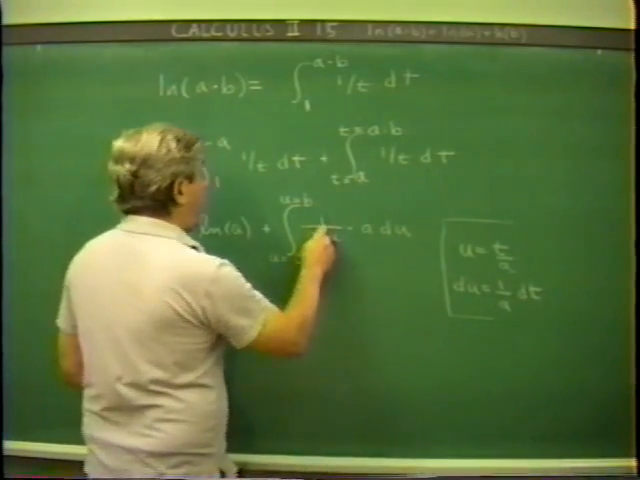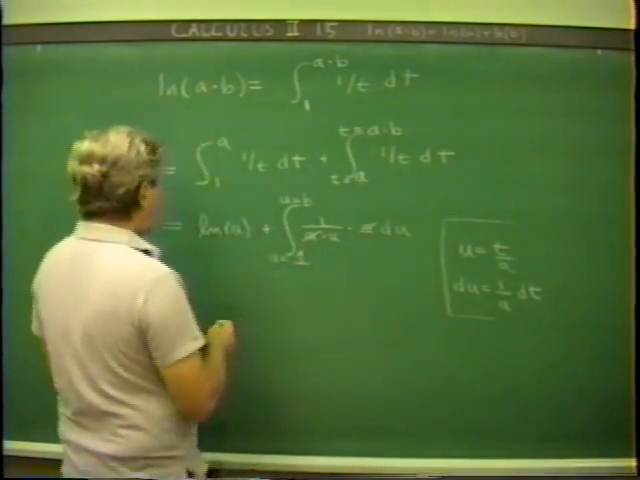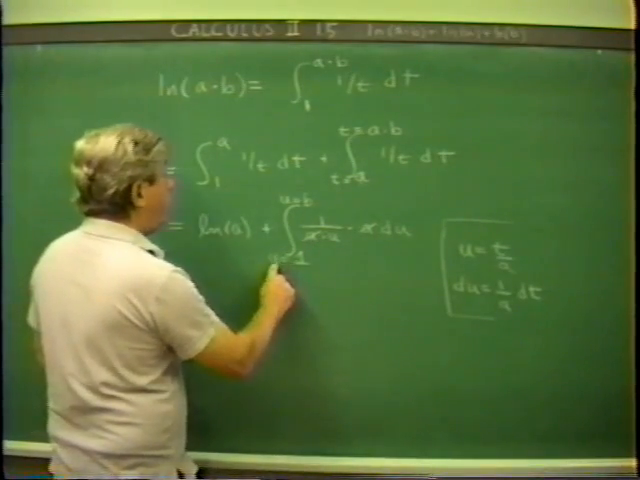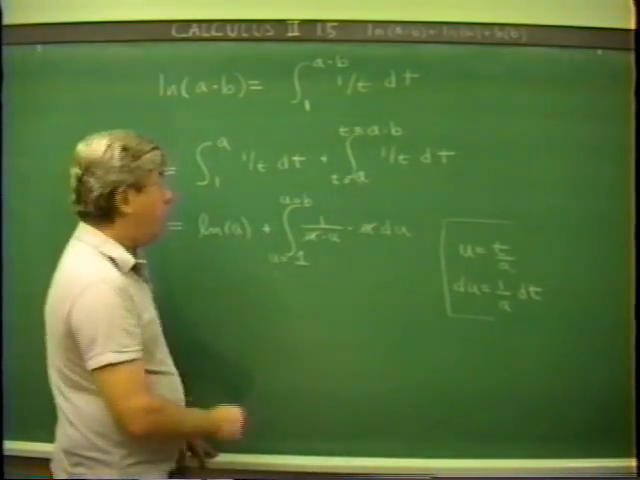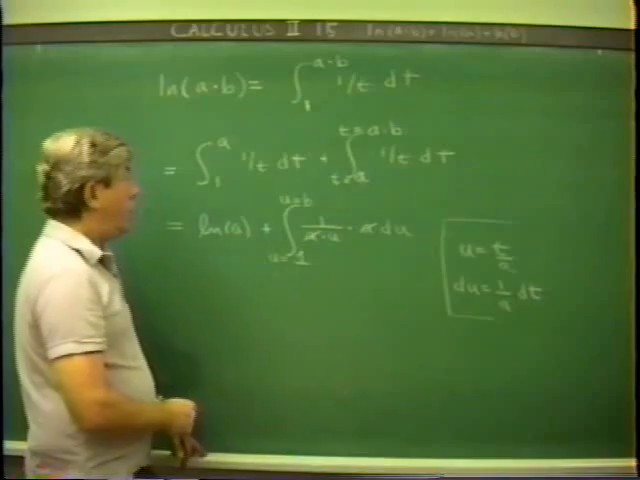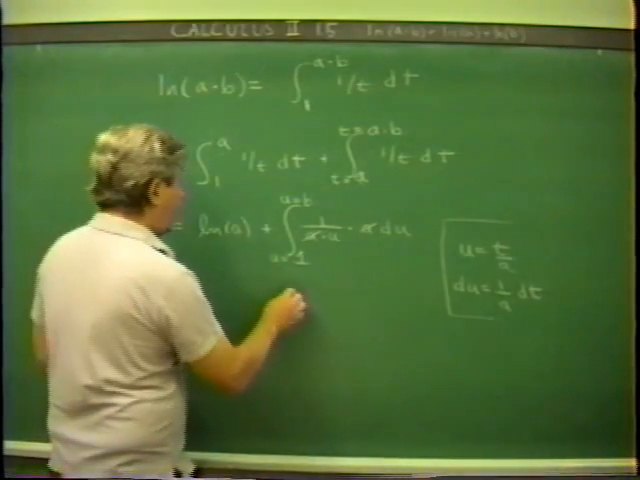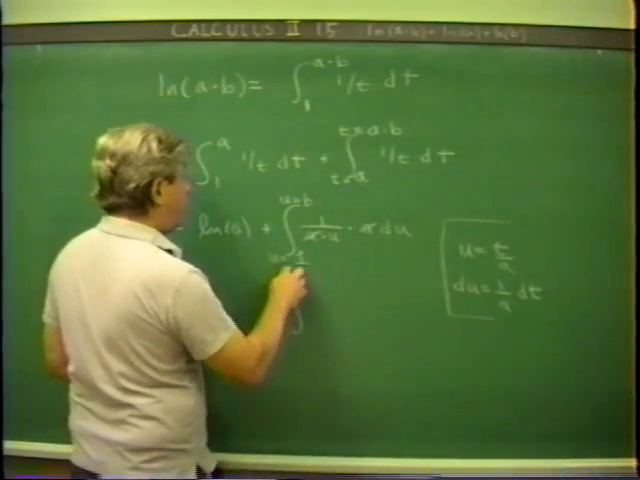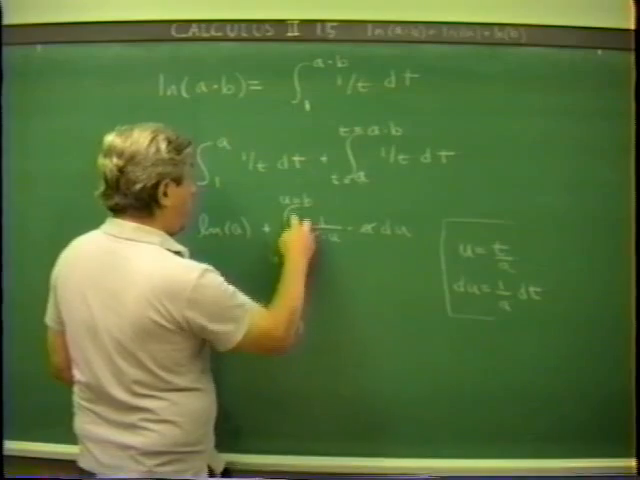So I've completed the substitution here, so I have this all in terms of u, and now the a's cancel here, and I get that this is equal to the integral from u equals 1 to u equals b of 1 over u du, right? Well, this is the same as the integral.